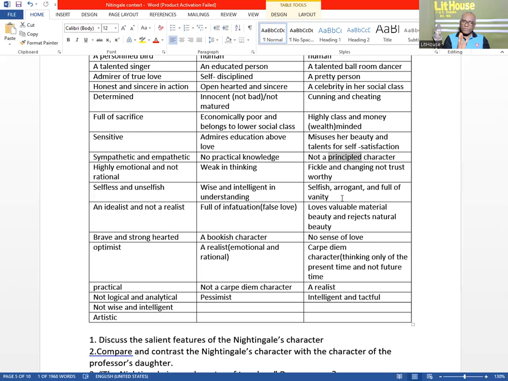This young professor's daughter also has a changing character. She has not a single lover. Her lovers are various. She has one lover today, another lover tomorrow, day after tomorrow, another one. 365 lovers for the 365 days of the year.